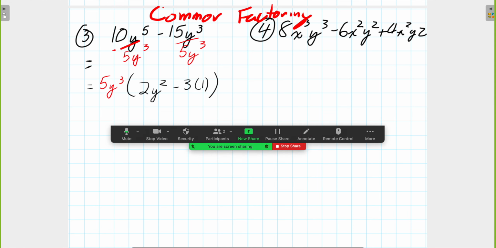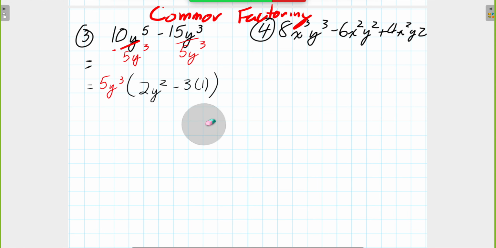Oh, I did it. Let's undo that. We don't actually have to write that value in. Oh man, that's going to erase everything. There we go. Because we know 1 times anything is just the value itself.